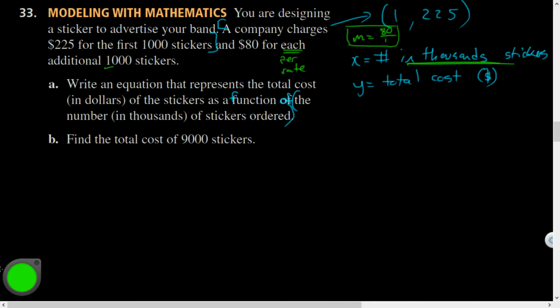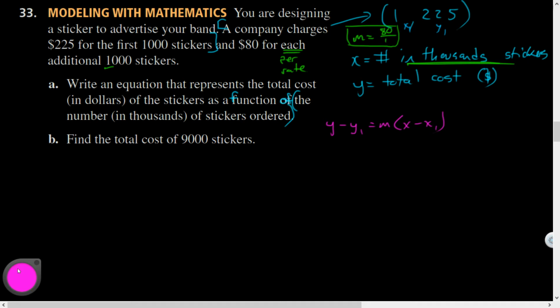So let's label our point. I'll call this x1 and y1. I already know the slope. Wait, point-slope form? I think so, friends. So I'm going to have y minus y1 equals m parentheses x minus x1.